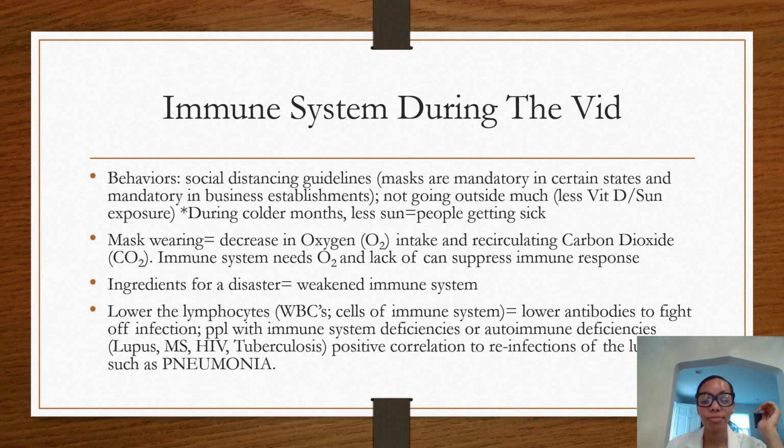So, class, make sure you're taking these notes, okay? All of these are ingredients for a disaster. All of these are ingredients for a weakened immune system, okay? And then the lymphocytes, the white blood cells, these are the white blood cells of the immune system. You guys have heard of red blood cells. If you haven't heard of white blood cells, they are for the immune system. Lower lymphocytes mean lower antibodies to fight off infection.